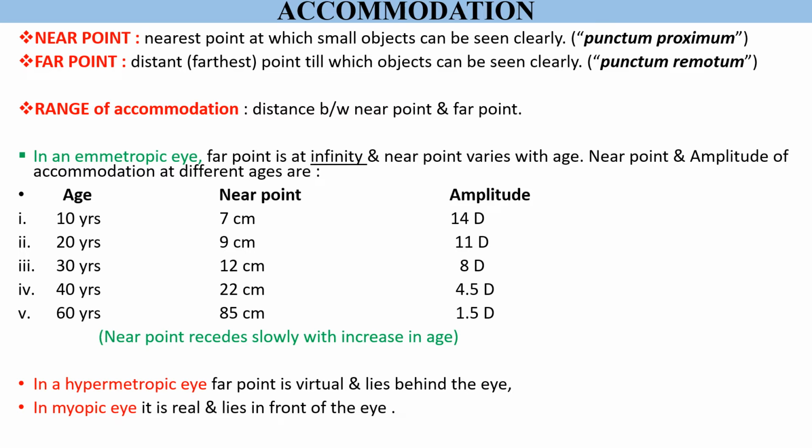If he or she moves the object closer, or the distance becomes less than 7 cm, he or she will not be able to see a clear image. Similarly, for a 30 years old person, the near point is at 12 cm and so on. So, it is very clear that the near point of a person keeps on increasing with increase in age.